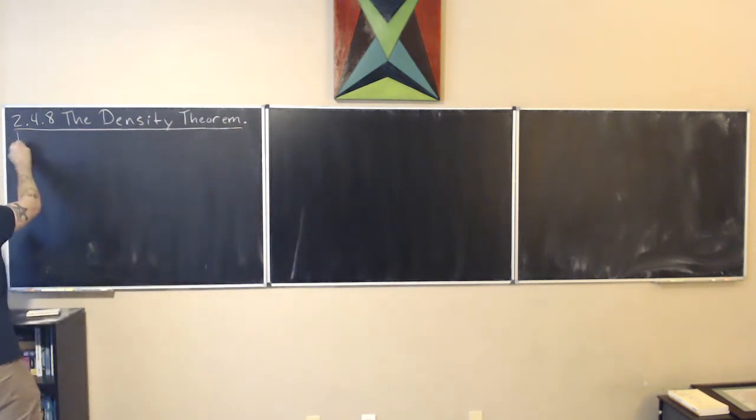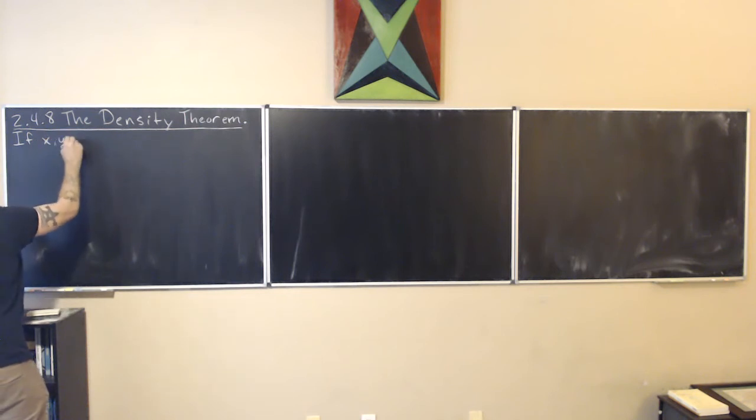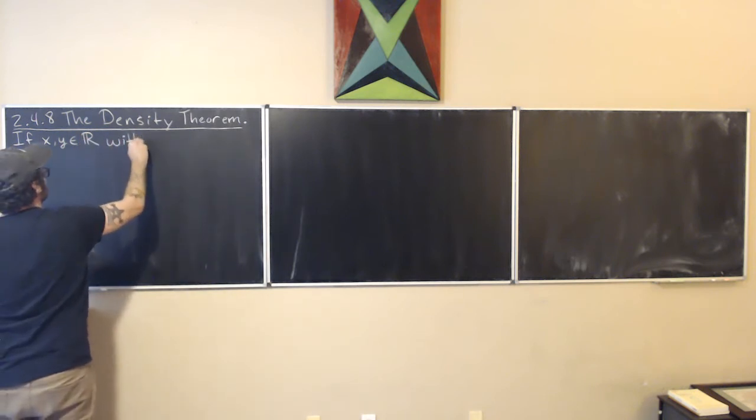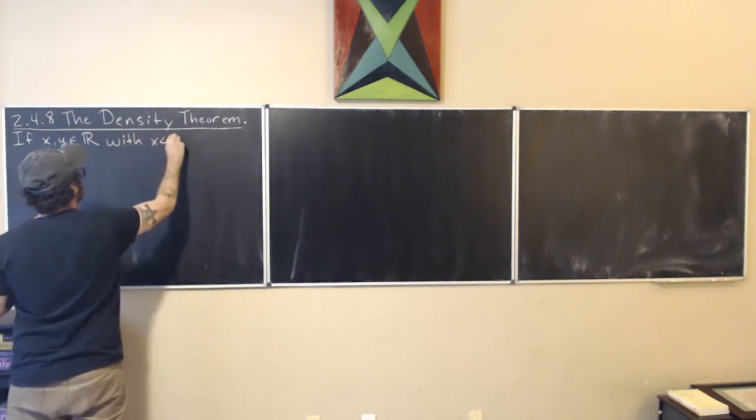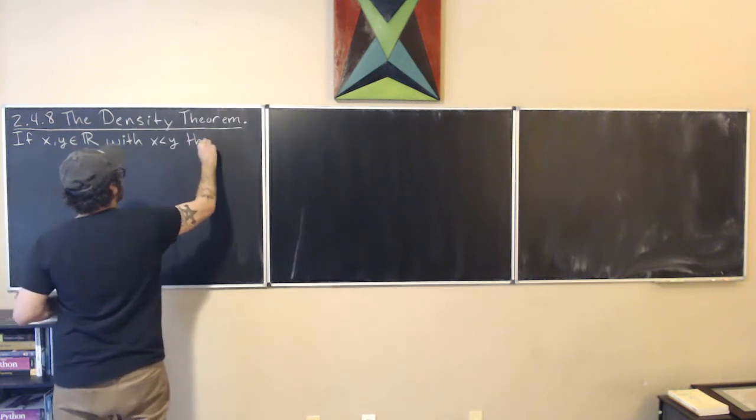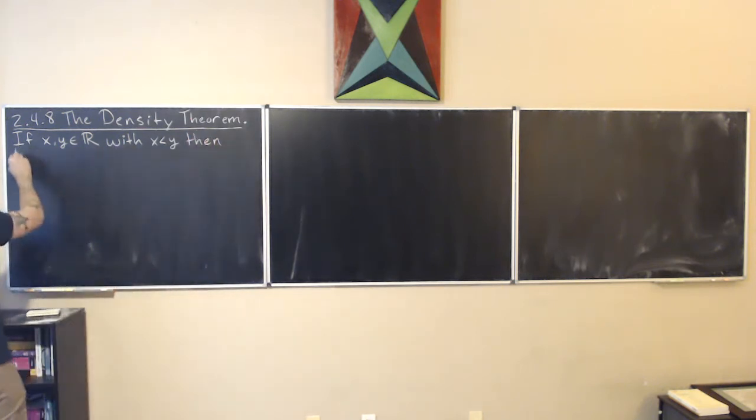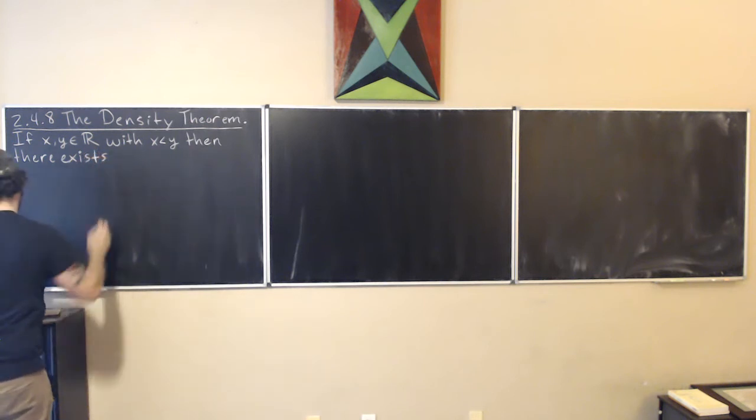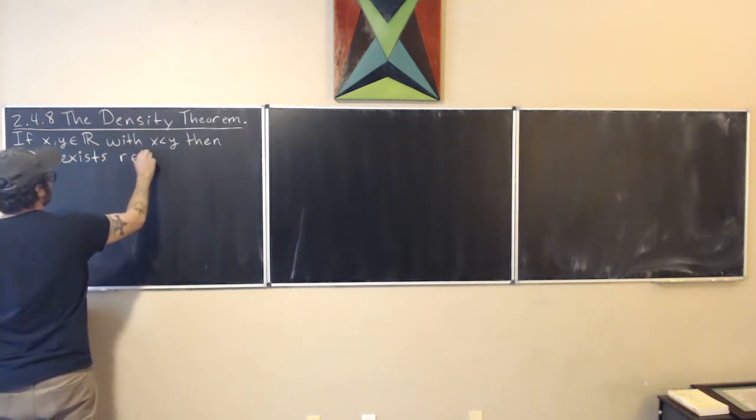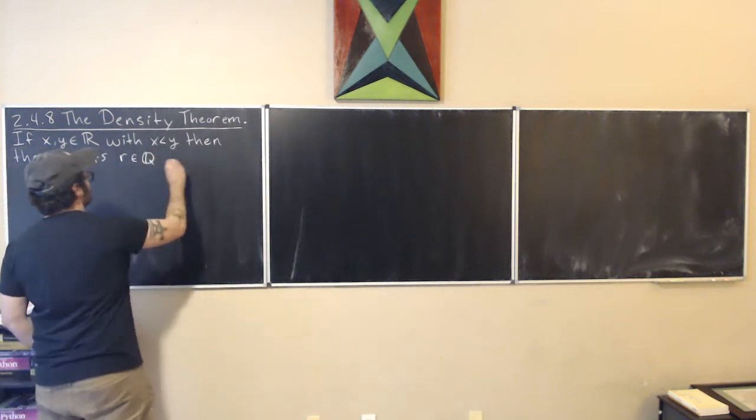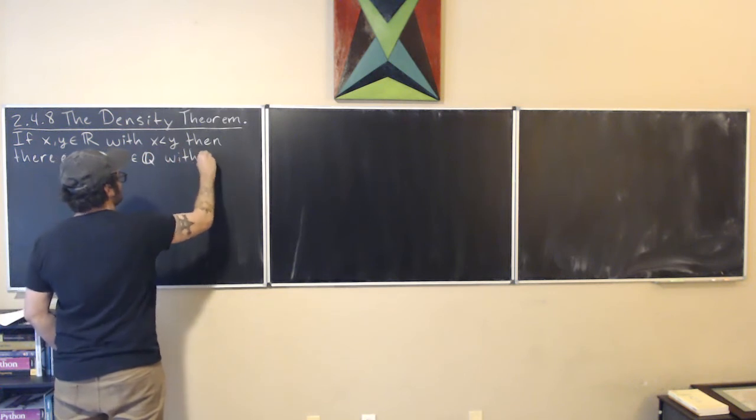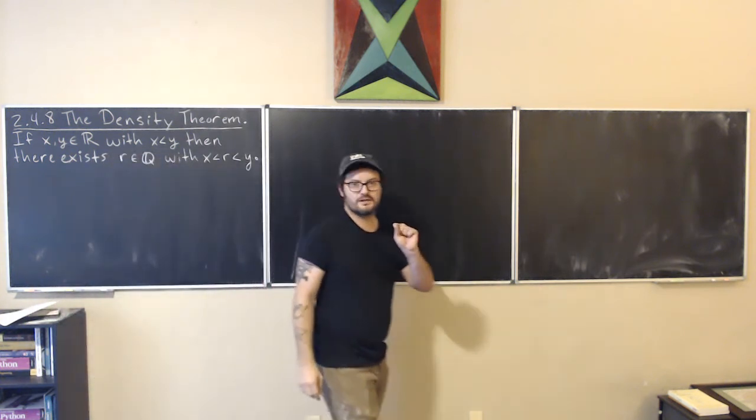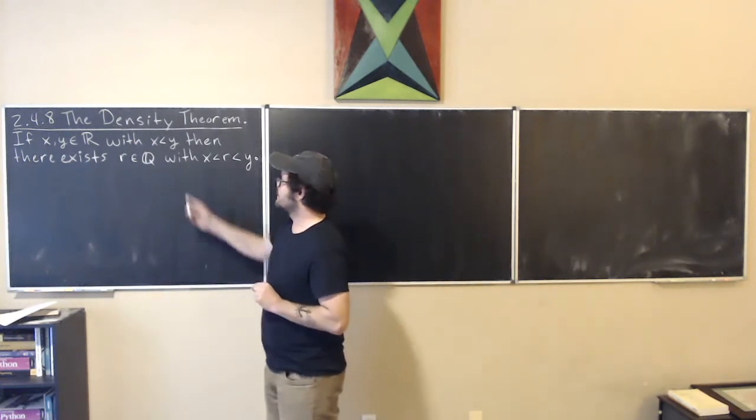What does this state? It says that if x and y are arbitrary real numbers with x less than y, then there exists a rational number r with x less than r, which is less than y. No matter how close together these real numbers are, there's always going to be a rational number between them.